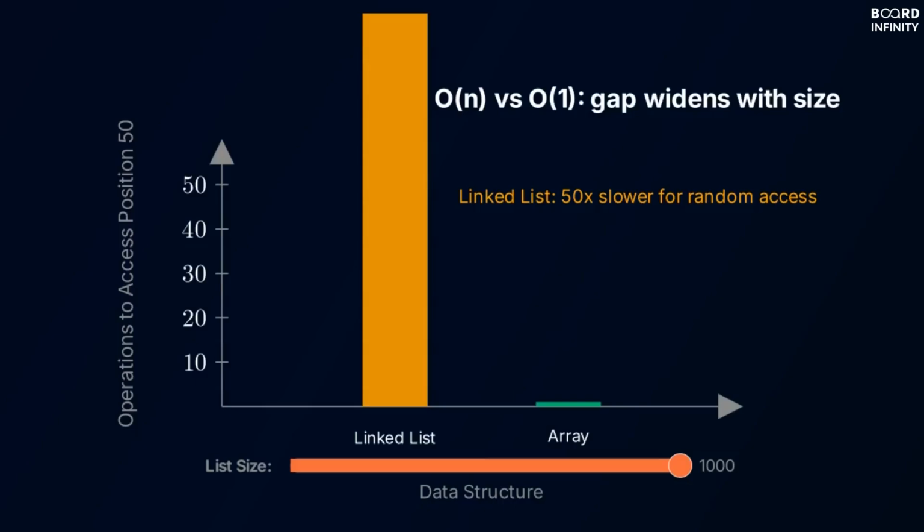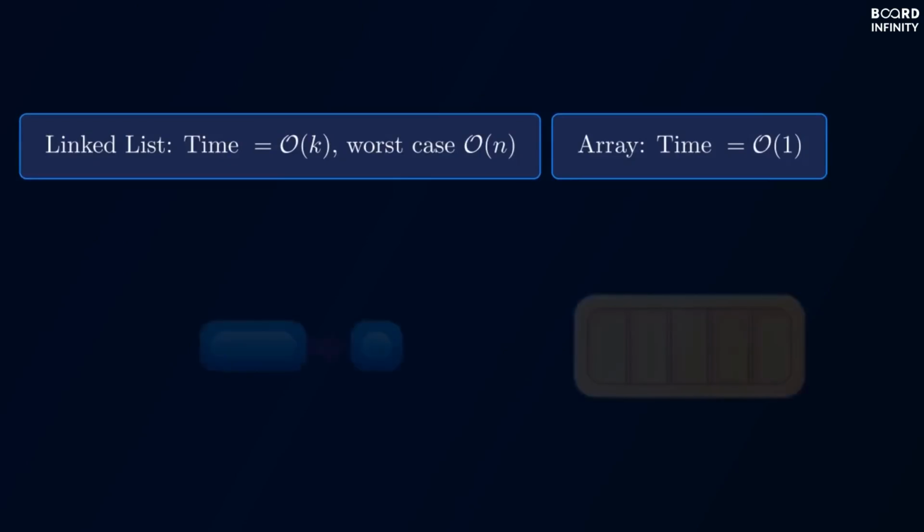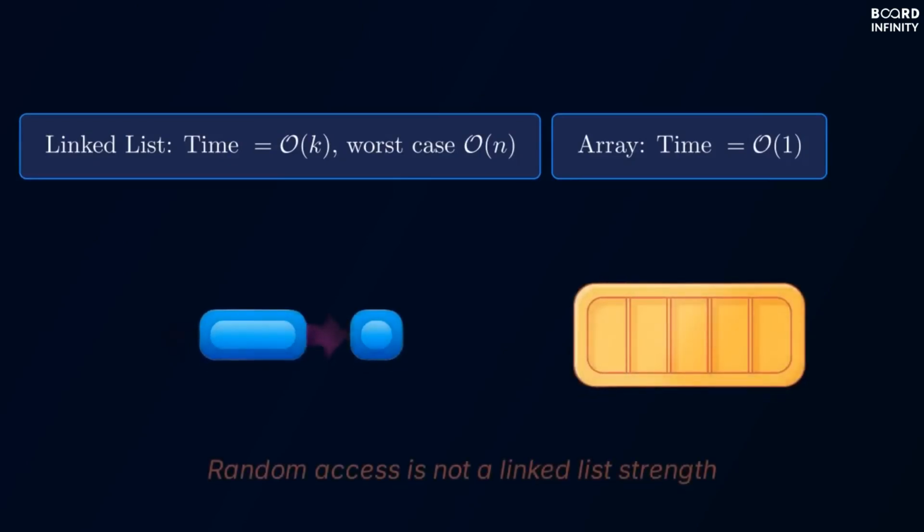For this task, this is the fundamental trade-off. Arrays excel at lookups and direct access, while random access is simply not a linked list strength. Understanding this distinction is crucial for choosing the right data structure, as O(1) is vastly superior to O(n) for access time.